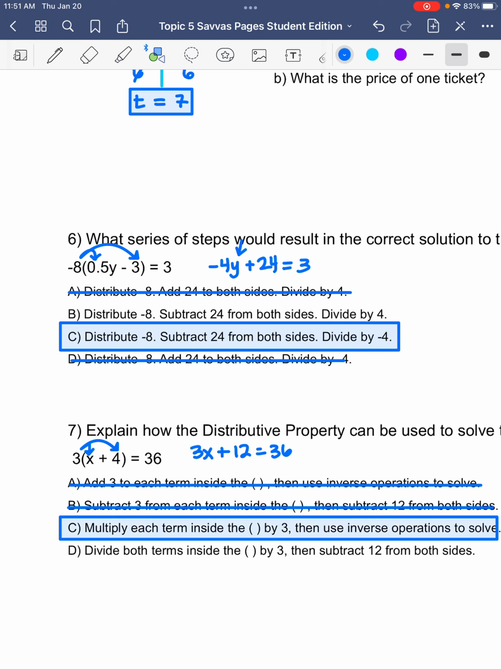But let's just read D just to make sure. Divide both terms inside the parentheses by 3. Well, that's not how you distribute, so that is not the correct answer either. So C is definitely the correct answer. Remember, distributive property is multiplying what's outside the parentheses with what is inside.